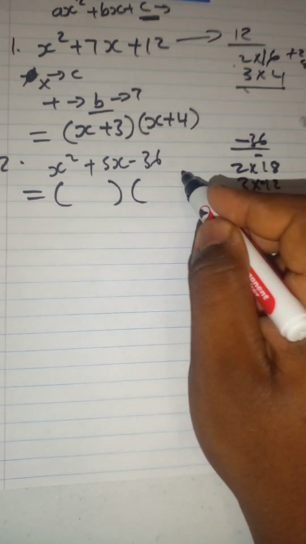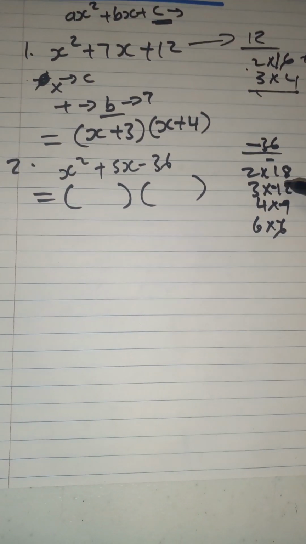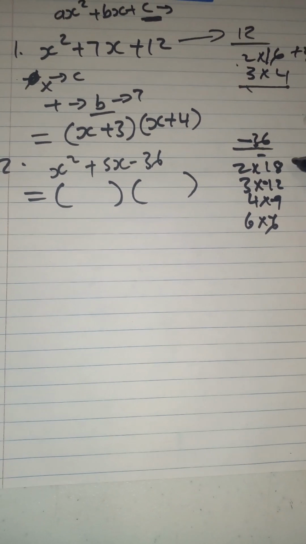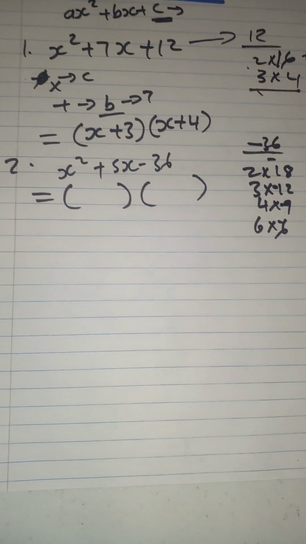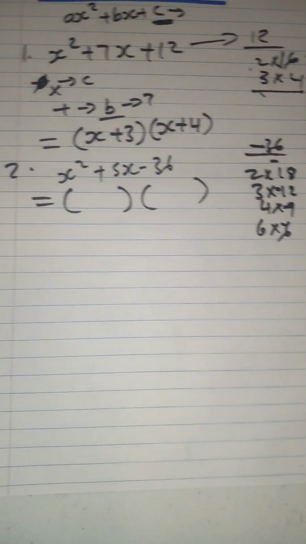Now we are going to check the numbers whereby when we multiply and add them, we get positive 5. Already I know that if I multiply a negative and a positive, it is a negative. So let's start. What is negative 18 plus 2?